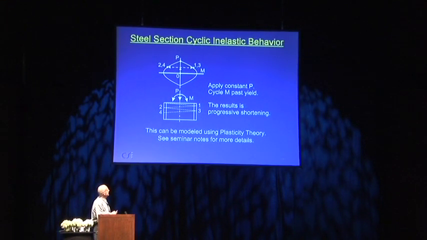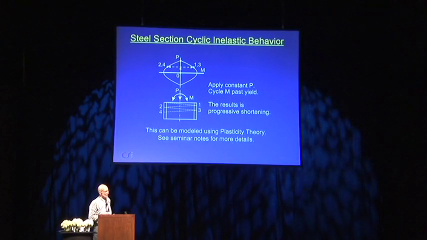Cycle it backward to point 3. This flange yields, still some more shortening. Cycle backwards to 4. This flange yields, still some more shortening. It just progressively shortens if it's in compression. If it's in tension, it progressively elongates. So this is just one of the things that can happen.